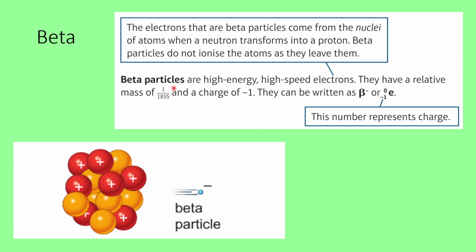They have the same mass as the electron, 1 divided by 1835, and they have a charge of -1. And they can be written as this symbol here, the beta symbol, or as an electron with -1 and 0 as the two numbers there.